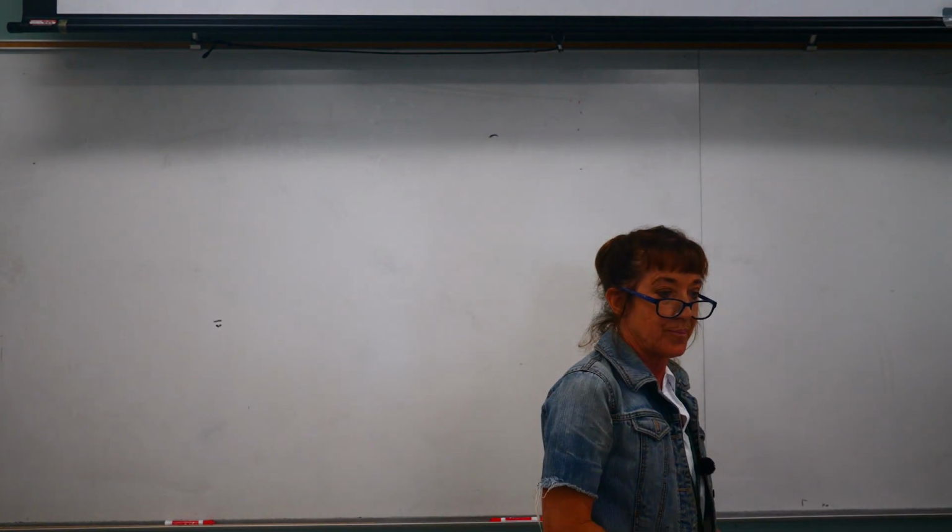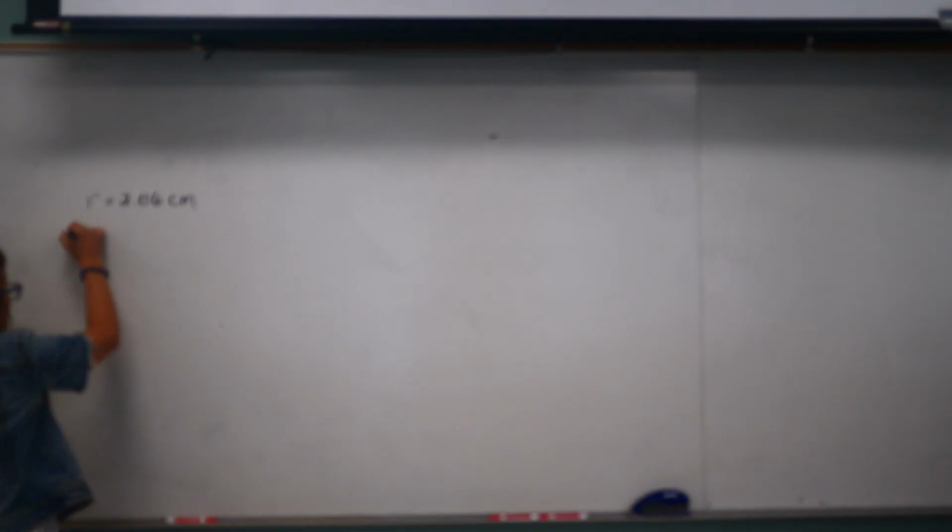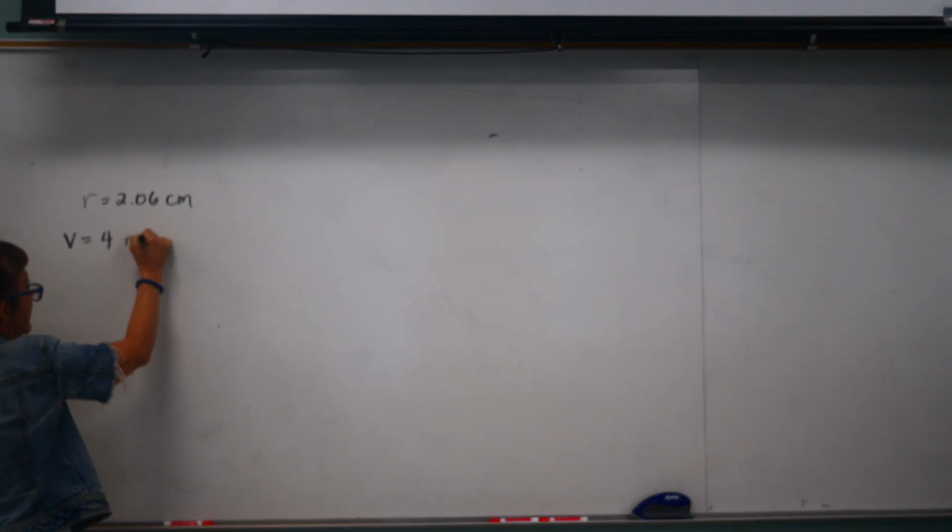The next problem says a particle moves with constant speed in a circular path with a radius of 2.06 centimeters. So we've got uniform circular motion. If the particle makes 4 revolutions each second, what is the magnitude of the acceleration? So that's 4 revs per second.